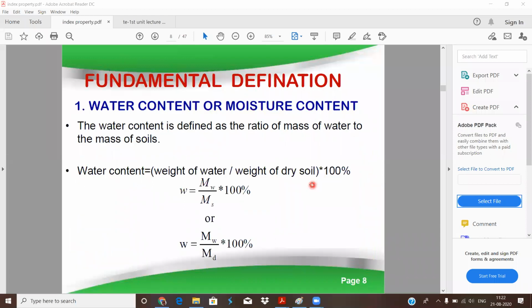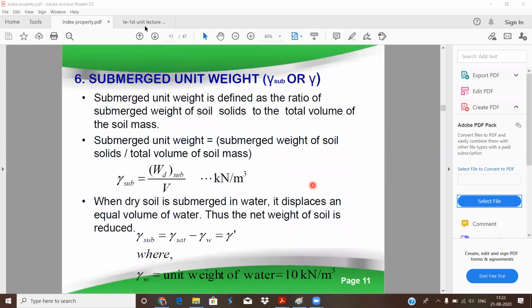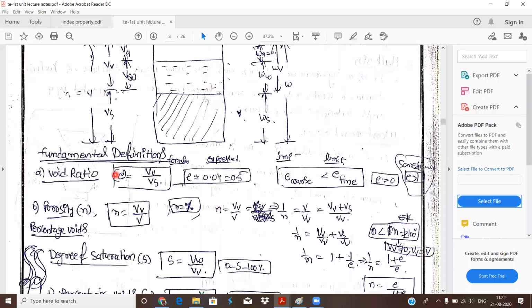Next, we have some important definitions, so I will show my lecture notes. The first one is the void ratio. This is the most important definition. The void ratio.